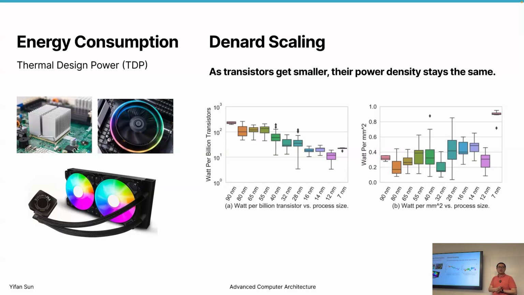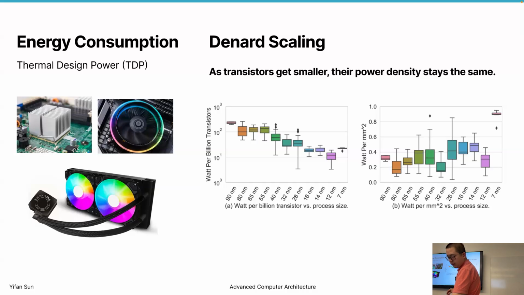Okay, so is Dennard scaling still holding? If you can see, this is energy consumption in watts per billion transistors, and on this side is watts per millimeter square. So this one is actually reducing. The per-transistor energy consumption is reducing. Then the energy consumption per millimeter square is rather stable, other than 7 nanometer technology. These are rather old data from when 7 nanometer had just come out.